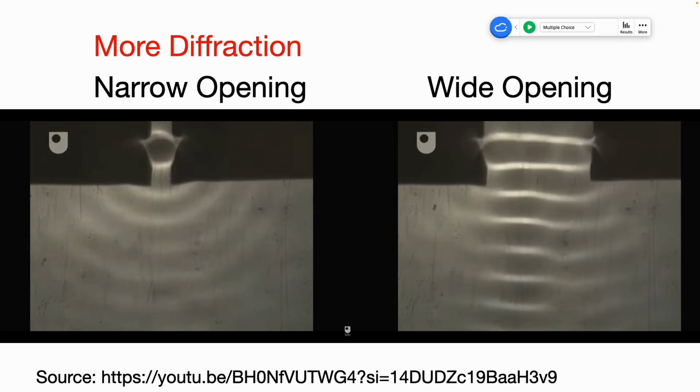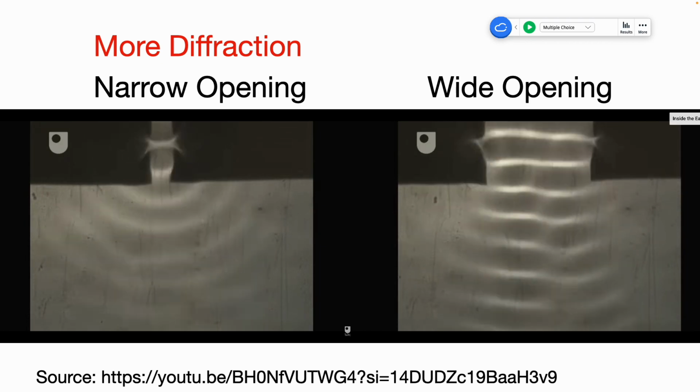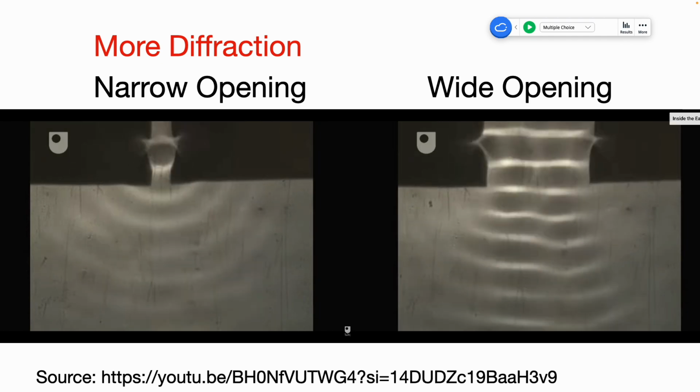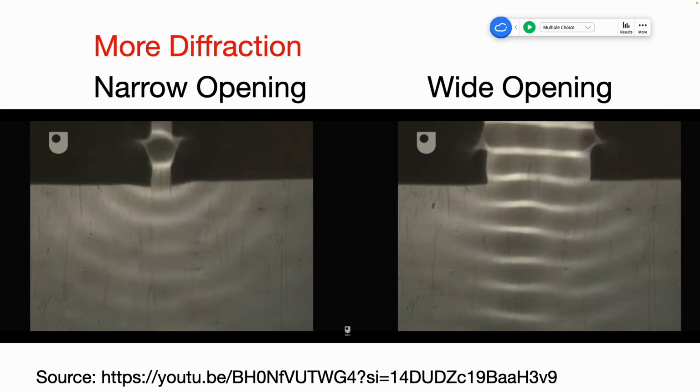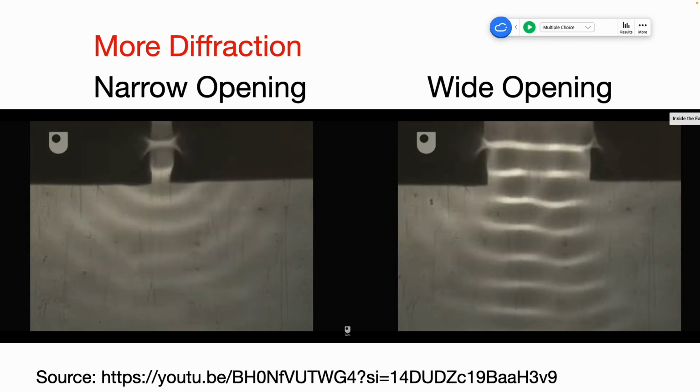Any question? So this is important. When the opening is small, there's actually more diffraction. Instead of big opening, big diffraction, you have small opening, big diffraction.